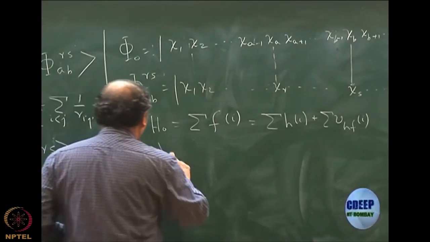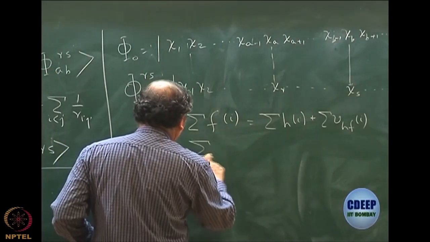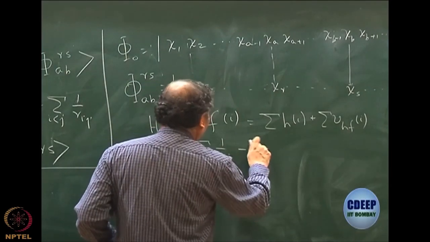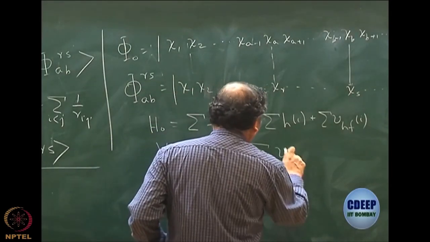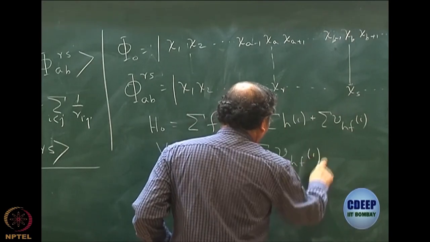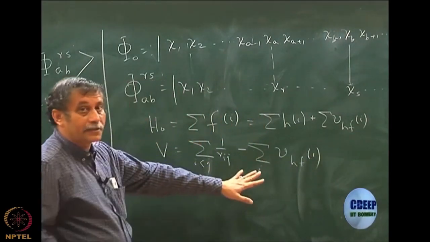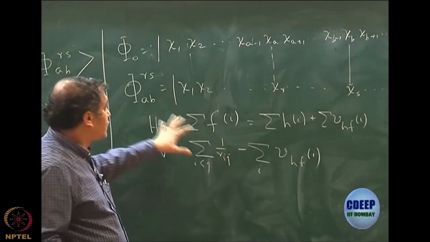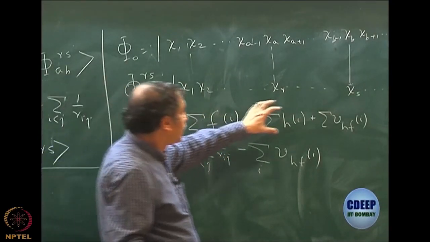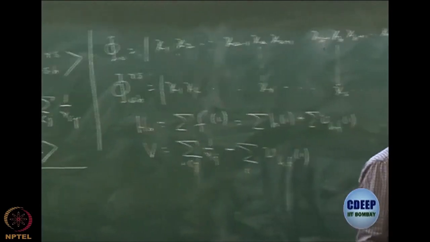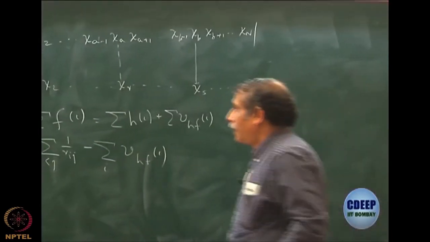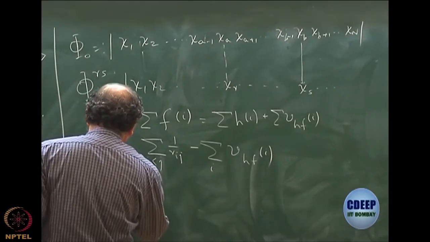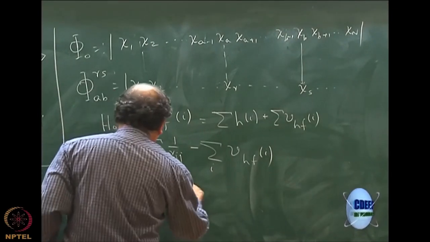So, the V is 1 by Rij minus V Hartree Fock I. It is important to remember this, because many times we feel that V is just 1 by Rij. But since the one electron operator, the H naught, already includes this, it is very important to remember this. And I now write down the same formulae; E naught 0 now is the sum of the orbital energies.